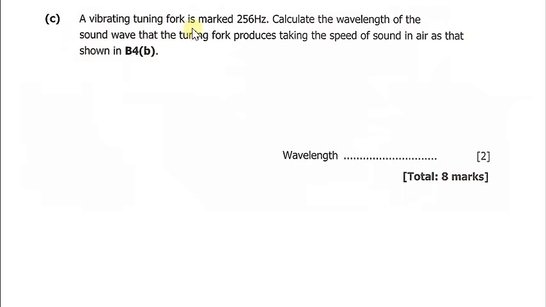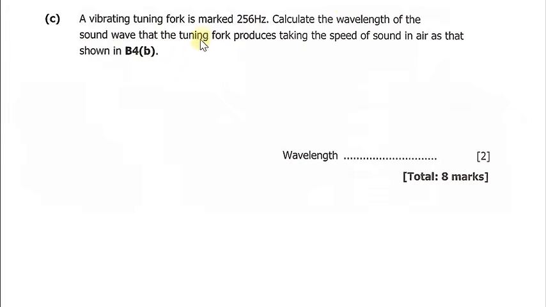They're saying a vibrating tuning fork is marked 256 Hz. Calculate the wavelength of the sound wave that the tuning fork produces, taking the speed of sound in air as that shown in B4. Okay, the speed that was shown in B4 is 340. So they want the wavelength, and they have given us the frequency, which is 256 Hz.